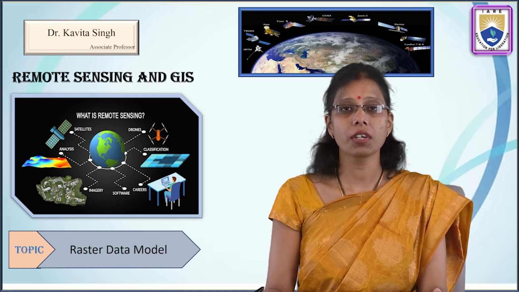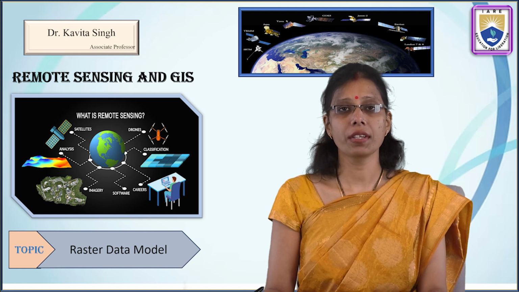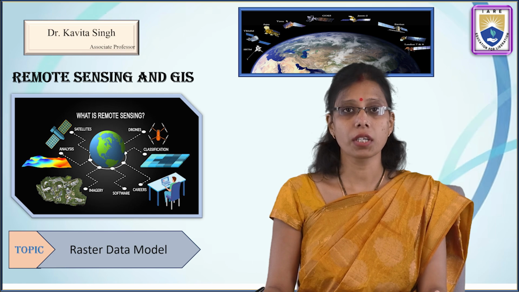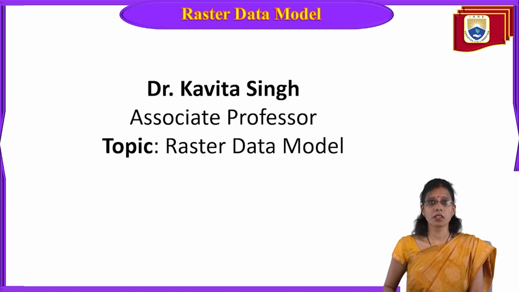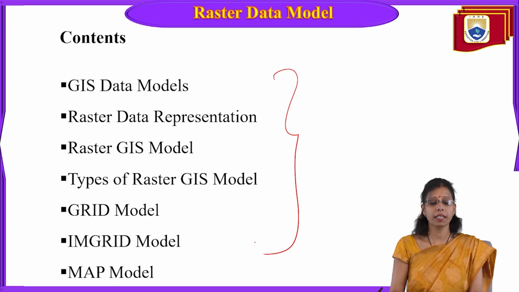So today we are going to learn about what are the different types of raster data and what is the raster data model, how it is represented in the form of different types of models, that we'll be discussing today. So let us start with the contents. Our contents for today's lecture: GIS data models, raster data representation, raster GIS model, types of raster GIS model, grid model, in-grid model and map model. So these all we are going to discuss in this lecture.